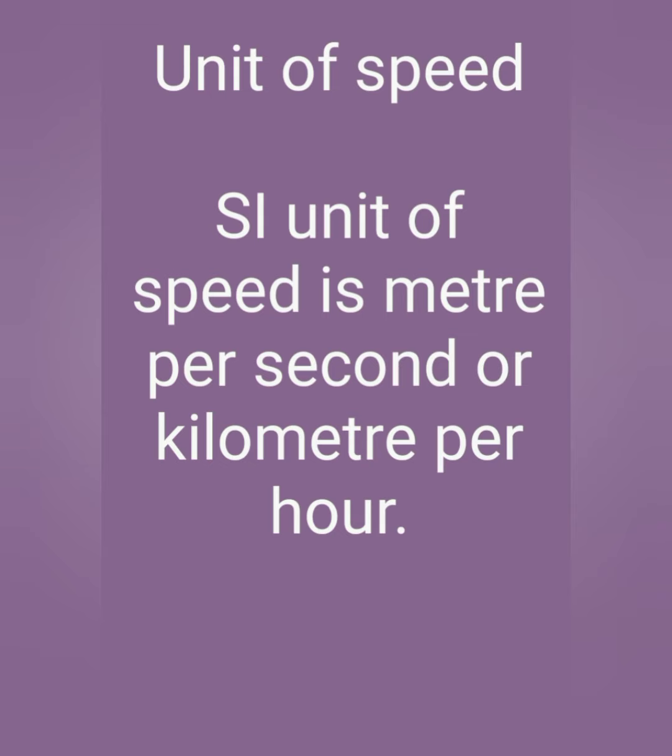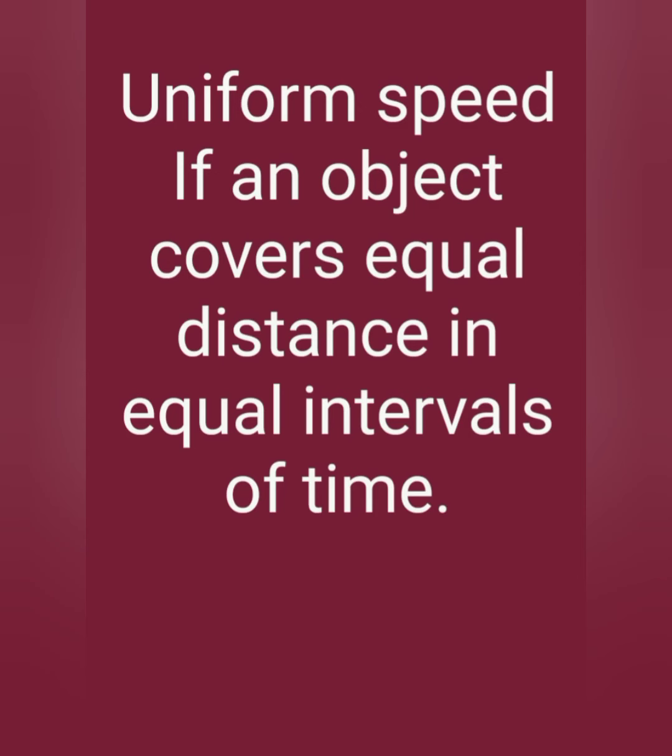Now, the next topic is uniform speed. Uni means एक समान. If an object covers equal distance in equal intervals of time, it is said to have uniform speed. Here, the distance traveled by the object is equal as well as the time interval is also equal. For example, a car moves 2.5 meter every second. It is said to have uniform speed equal to 2.5 meter per second.